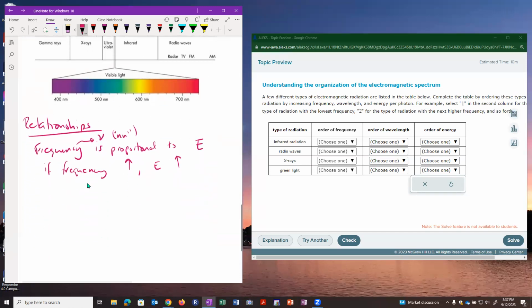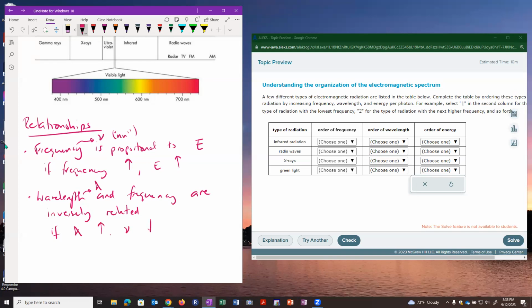All right, so that's the first relationship. If you know one, you can kind of predict the corresponding change for the other. The other relationship we need to know is that wavelength and frequency are inversely related. Wavelength is lambda, the symbol looks like an upside down Y. What that means is if the wavelength goes up, the frequency nu is going to go down.